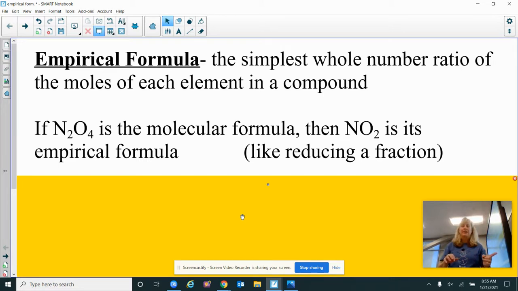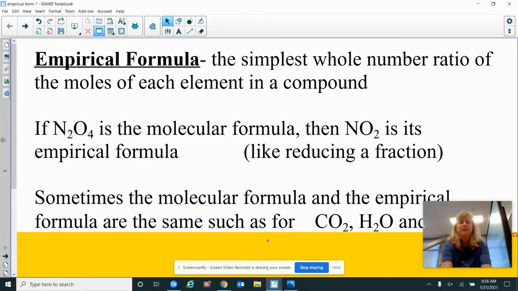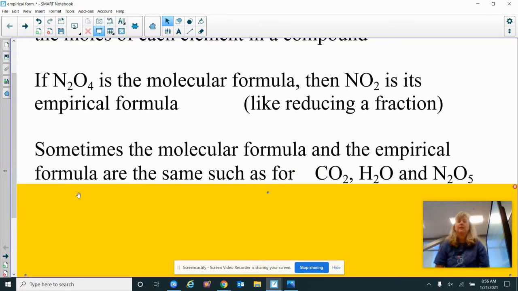We can think of that as atoms or as moles. So there's 1 atom of nitrogen for every 2 atoms of oxygen, or there's 1 mole of nitrogen for every 2 moles of oxygen. Okay, so empirical formula is the simplest ratio. Sometimes the molecular formula and the empirical formula are the same. Like CO2, it can't be reduced down anymore. That's just the molecular formula and the empirical formula, H2O, N2O5.